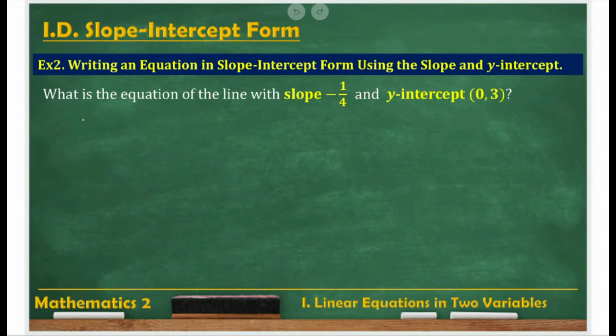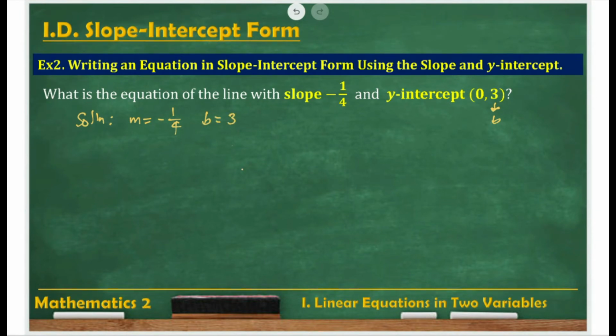Okay, so let's have our next example. What is the equation of the line with the slope negative 1/4 and y-intercept (0, 3)? Since we are already given the slope, which is negative 1/4, then we know the value of m is negative 1/4. Now for the y-intercept (0, 3), this is the value for b. So we can write b is equal to positive 3.